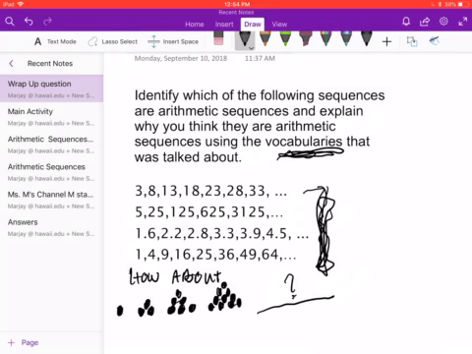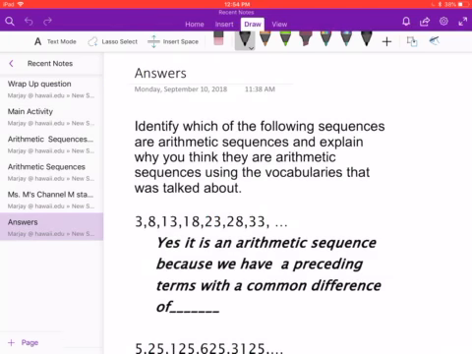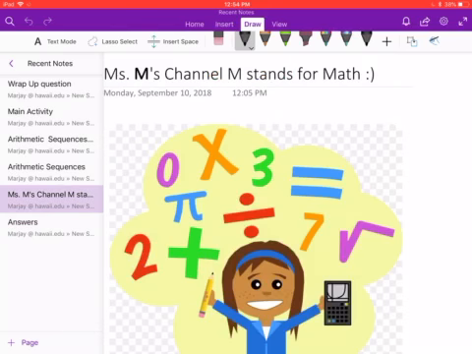And yes, let's all love math together. Oh no.